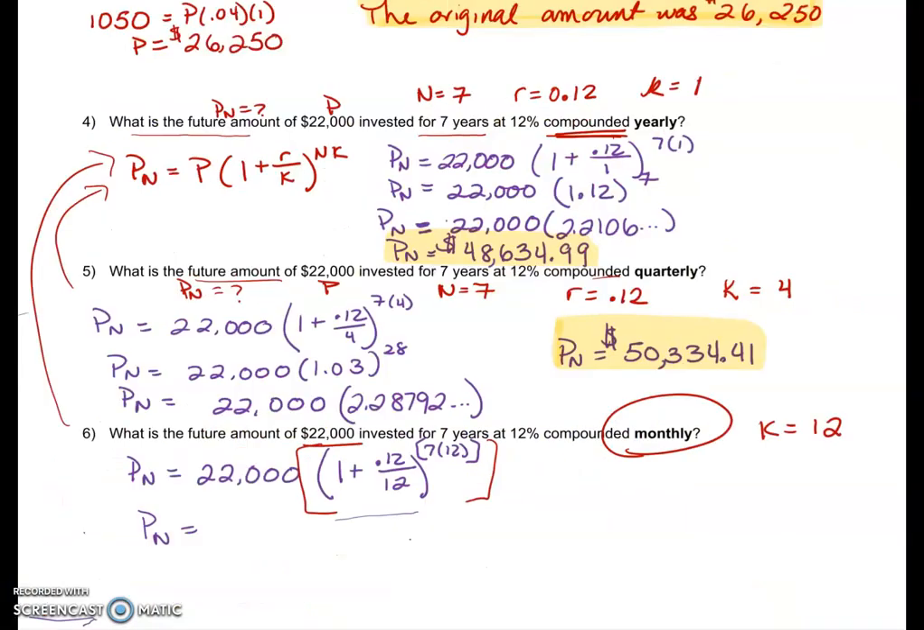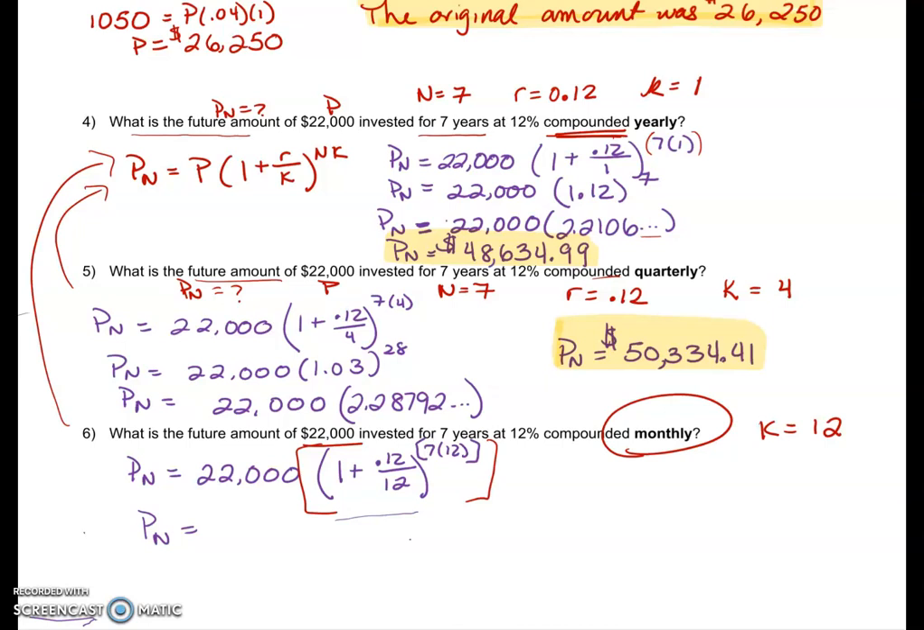Okay, and the next one, we have number 4. What's the future value of 22,000 invested for 7 years at 12% compounded yearly? We're going to fill everything in here. 22,000 times quantity, 1 plus 0.12 over 1 raised to the 7 times 1. Make sure if you're typing into a calculator that you use parentheses there for the exponent. And I'm going to crunch all the numbers, and I get $48,634.99. Notice here where I put the 3 dots, that means I did not round. I just left it in my calculator and multiplied.